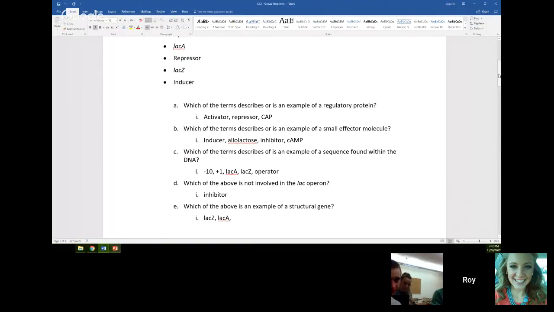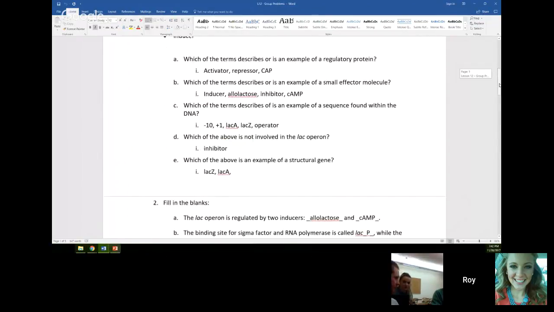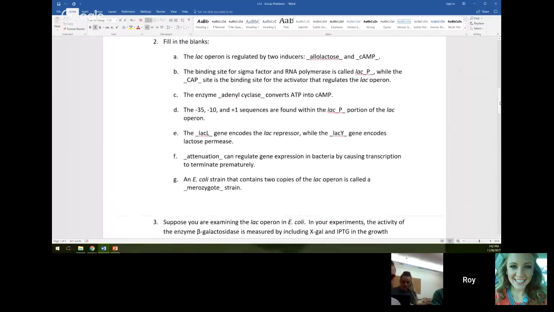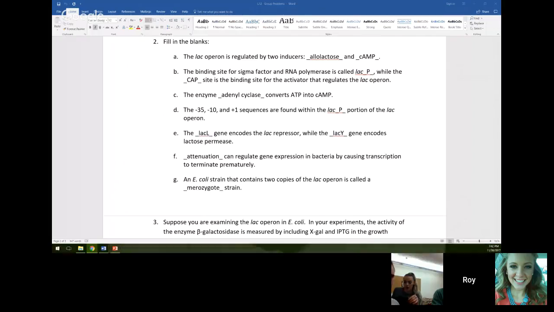Sweet. So we're just going to go on to number 2, which is Sophia. Okay, so it's just the fill in the blanks. The lac operon is regulated by 2 inducers, which are allolactose and cAMP.